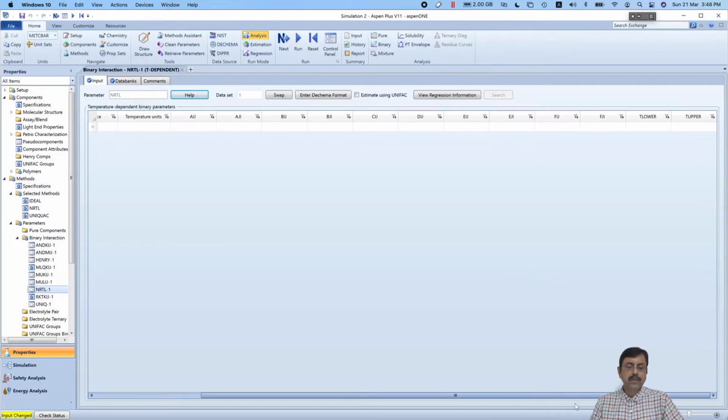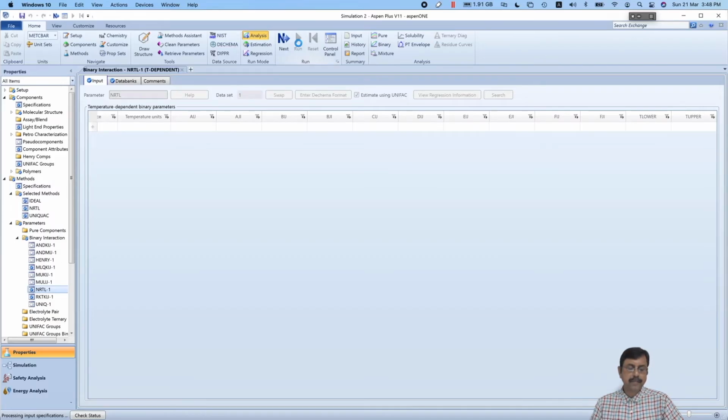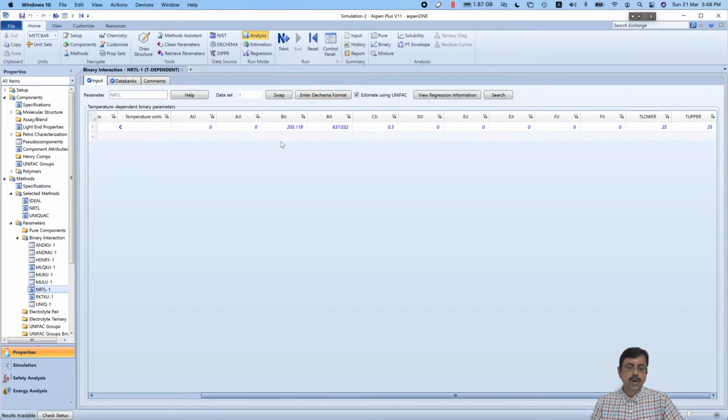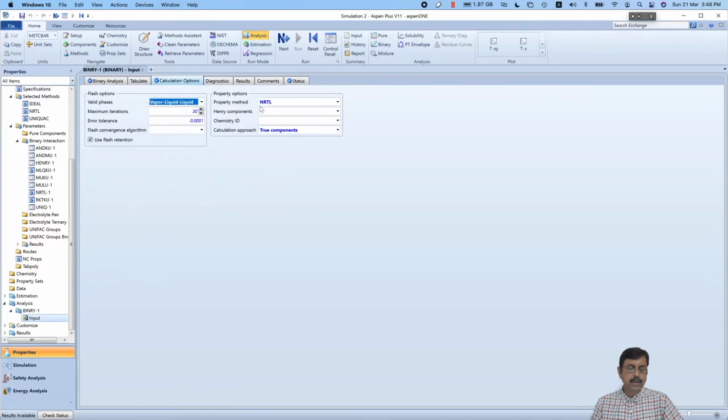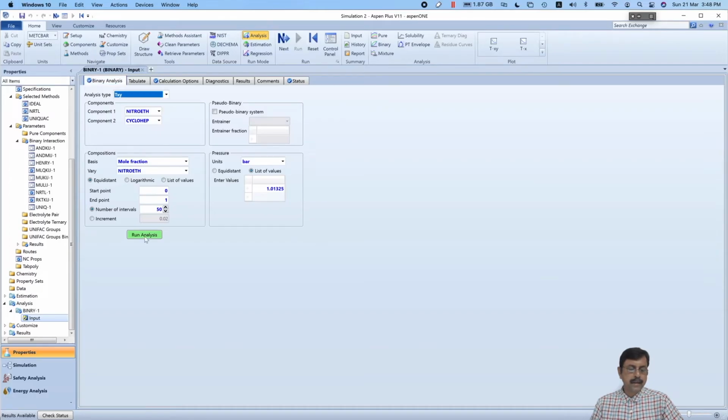So what we shall do, we shall take this estimate using UNIFAC. The moment we do it and we run, all the missing parameters, at least the maximum parameters of inertial, are being computed through UNIFAC. Now we go back to our binary input, calculation option, inertial, and see the analysis once again.